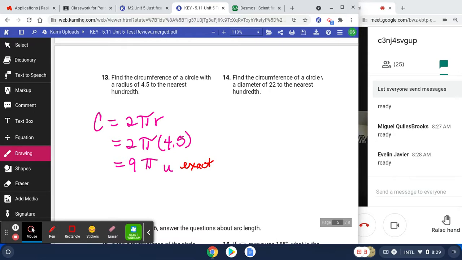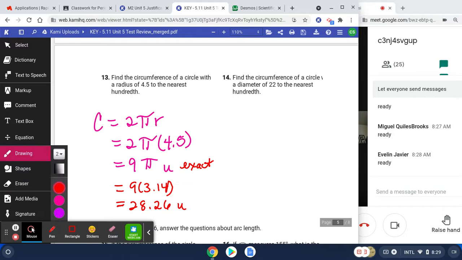Now I take the 9 and I multiply it by 3.14. Grab your calculators. And I get 28.26 U for units. So there's a decimal and an exact answer. If I round, I have to use the approximation symbol. Here I did not have to round.